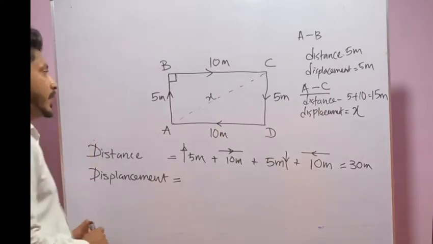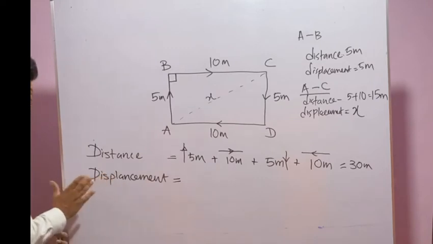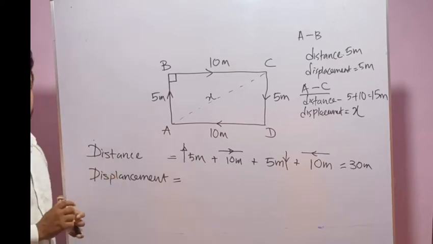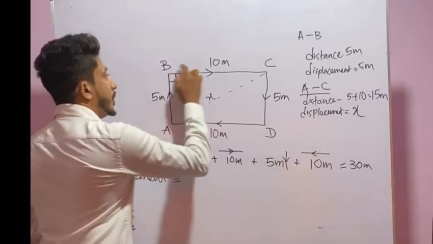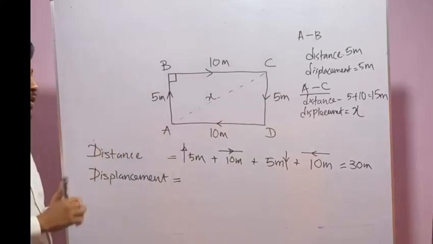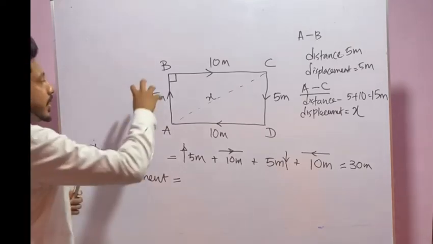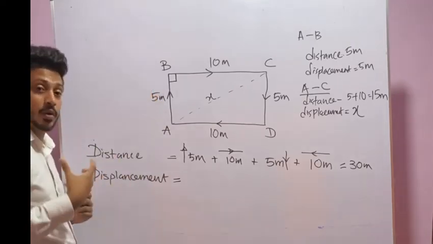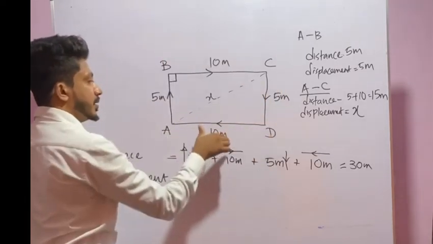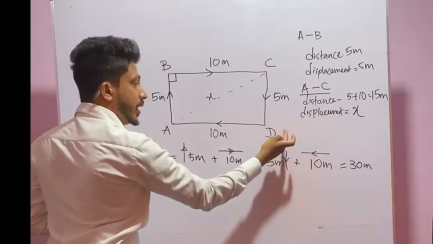Okay. Now I want the total displacement. If you consider the total motion, what is the displacement? For that I have to consider from A to B, B to C, C to D, D to A. That is the total motion. When I am considering the total motion, I can divide the total motion into 4 parts. That means from A to B, B to C, C to D, D to A.